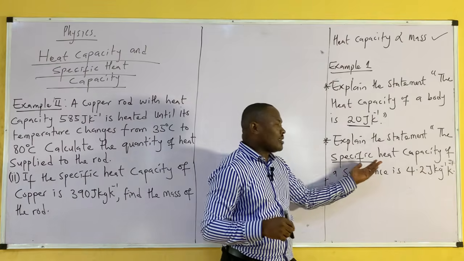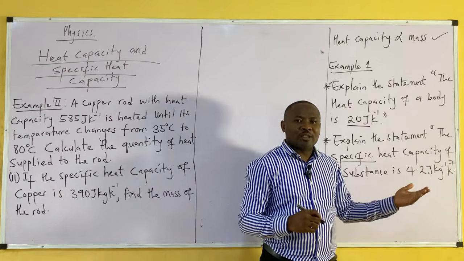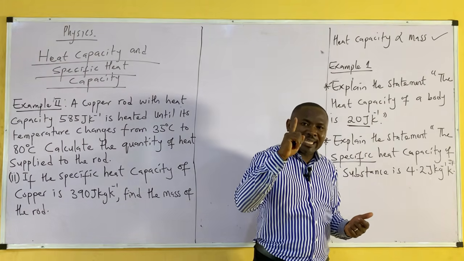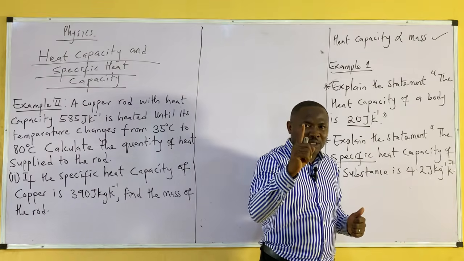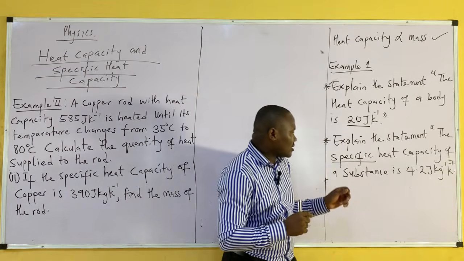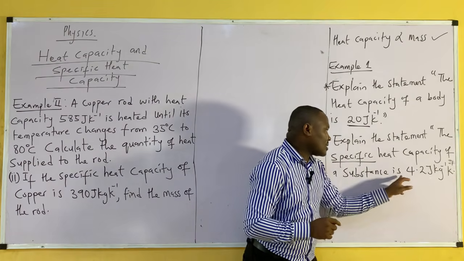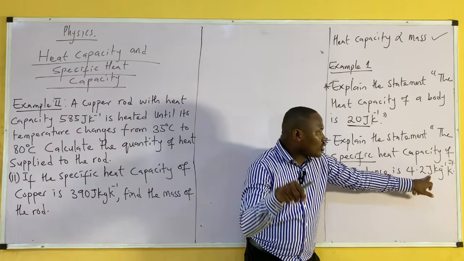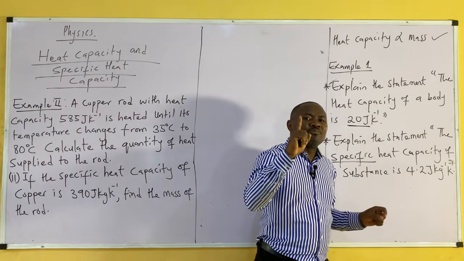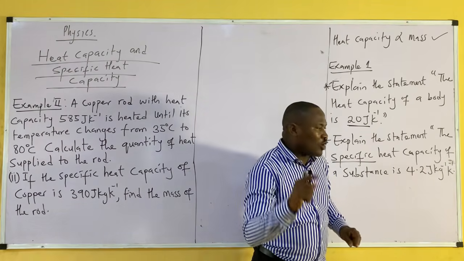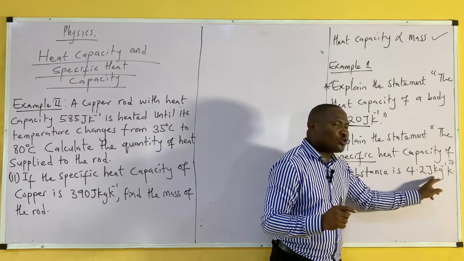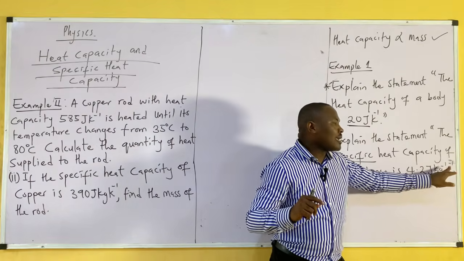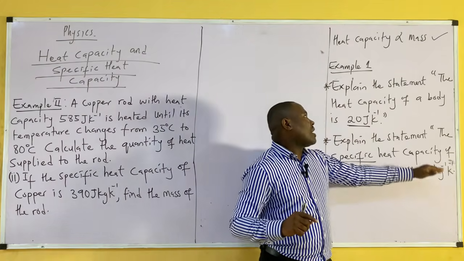Now, first of all, what is specific heat capacity? It is the amount of heat required to raise the temperature of a unit mass, or 1 kg, of the substance by 1 Kelvin or by 1 degree Celsius. So it means that if the specific heat capacity of a substance is 4.2, then 4.2 joules of heat is required to raise the temperature of 1 kg of that substance by 1 Kelvin. That's what this means.